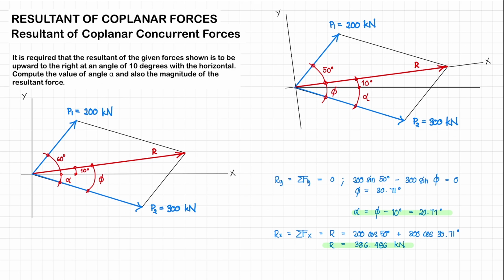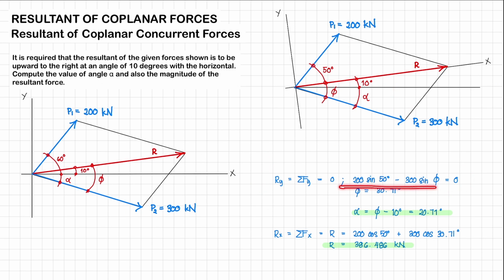So the first one we have is our P1. So our P1, this one, is going to be equal to 200 sine 50 degrees. So that's acting upwards, so that's positive. Our assumed positive direction is going to be acting upwards. And then for P2, this one is acting downwards, so that's going to be negative, and that is going to be equal to 300 sine phi. And the whole thing must be equal to 0.